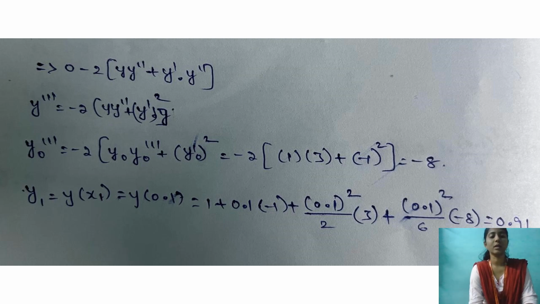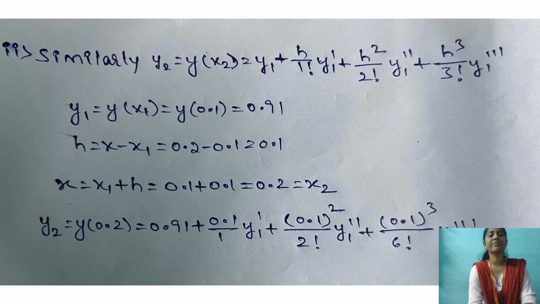Y1 equals y of x1 equals y of 0.1 equals 1 plus 0.1 of minus 1 plus 0.1 whole square by 2 factorial of 3 plus 0.1 cube by 6 of minus 8 equals 0.91. This is the second step. Similarly, y2 equals y of x2 equals y1 plus h by 1 factorial y1 dash plus h square by 2 factorial y1 double dash plus h cube by 3 factorial y1 triple dash.